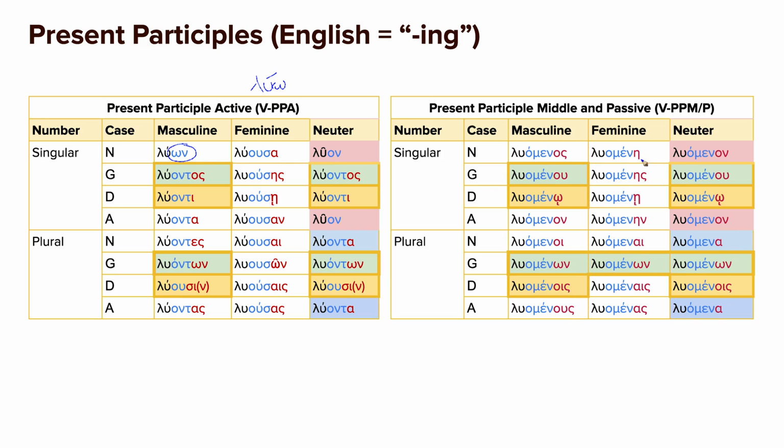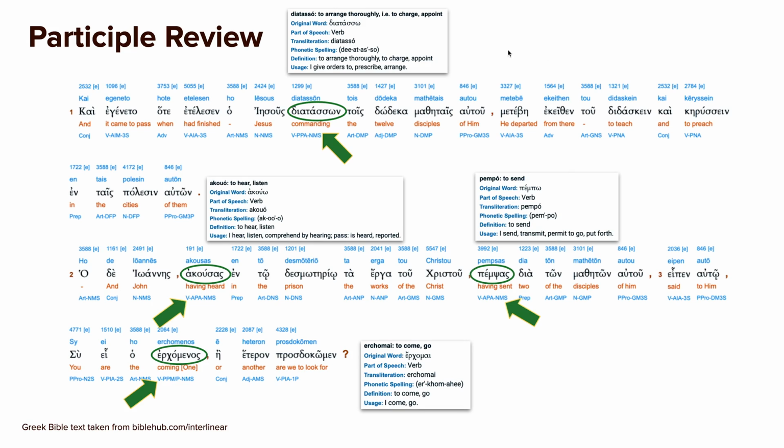All right, and don't worry about memorizing these. This is just something you'll recognize as we go through the Bible. You'll see more and more examples. All right, so I just want to come back to what we saw earlier and point out again, remember the ōn is for the nominative masculine singular present participle active voice. Diatasson, commanding, finished commanding. Akousas is our nominative masculine singular for akouō. Now this is the aorist.